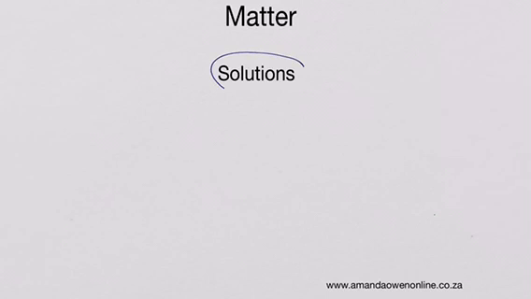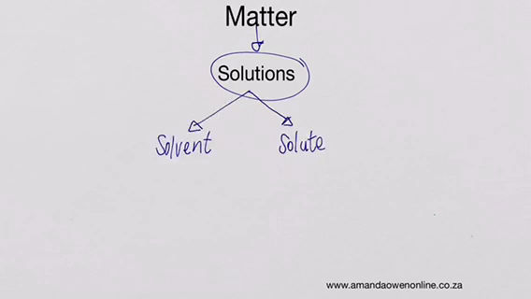Now, let's look at solutions in a bit more detail. Remember, we said a solution is a homogeneous mixture. It's a mixture and therefore not a pure substance. Let's look at the parts that make up a solution. A solution is made up of a solvent and a solute.